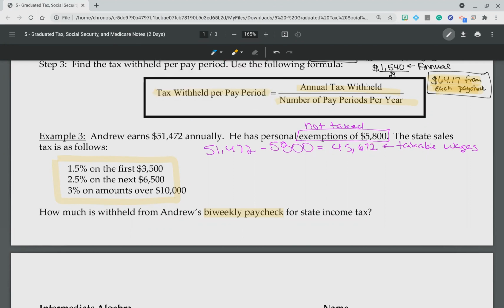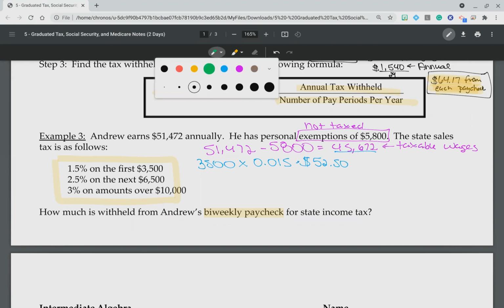Now, based on my table here, on the first $3,500, I am charged 1.5% taxes. If I look at my taxable income, that is way over $3,500. So I know my first $3,500 is going to be taxed at 0.015, which is $52.50.